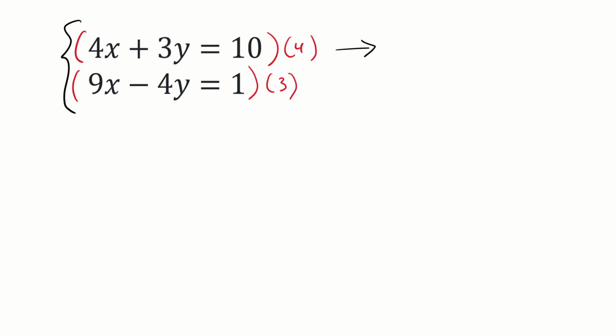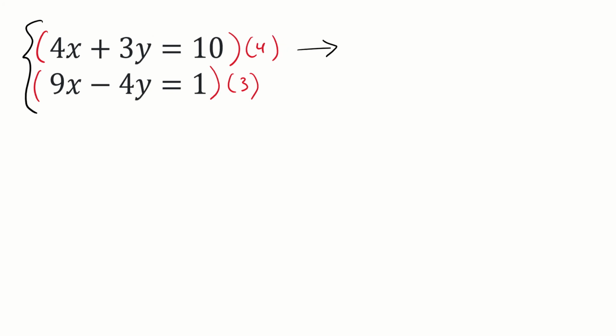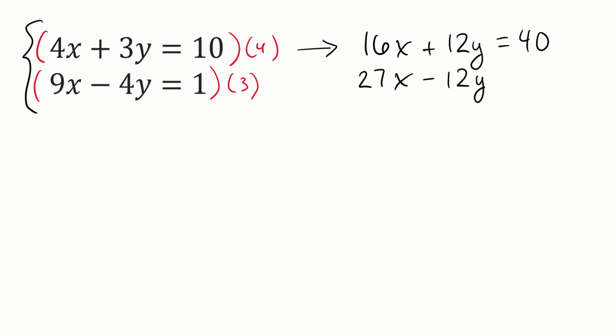If I rewrite this first equation, again multiplying every term by 4, it's going to become 16x plus 12y, and that will equal the number 40. I'm just visually looking here: 4 times 4 is 16, 12, and 40. The bottom equation is going to become 3 times 9 is 27x minus 12y, and then it will equal 3.